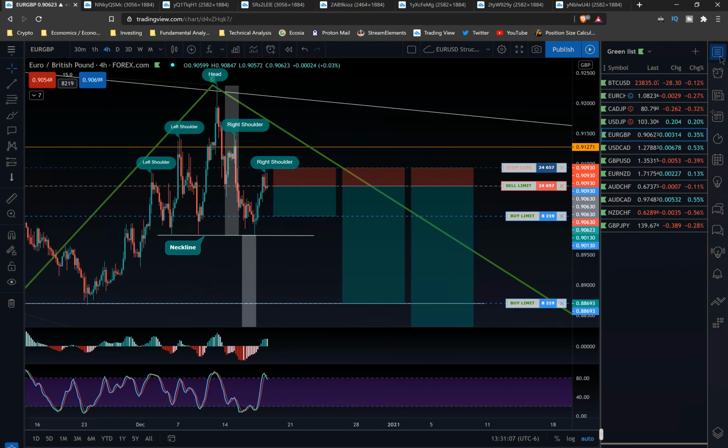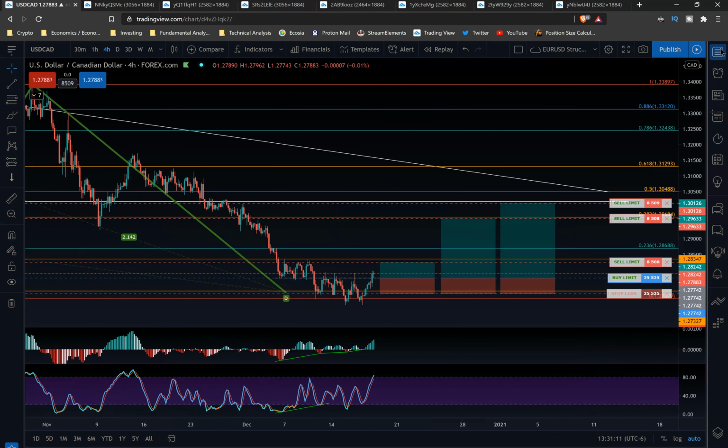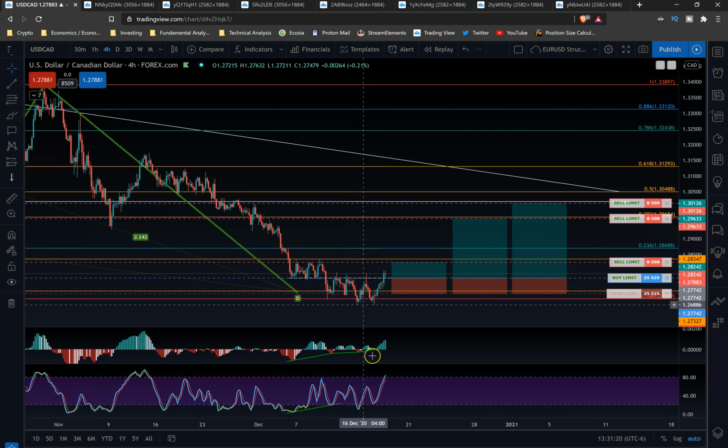And the last trade I'm allowing myself to get in is the dollar CAD. Yes, I am messing with it again. I want my money back, but as you can see, the negative momentum has been waning a lot.